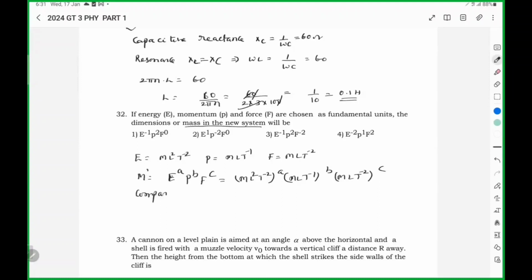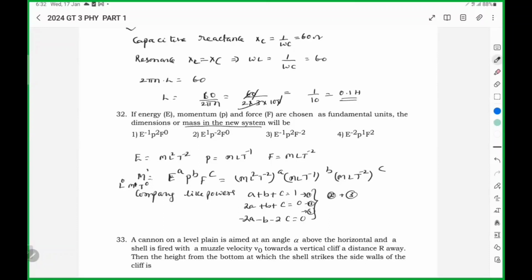Comparing like powers, here it is a plus b plus c, which is 1. So 2a plus b plus c is 0 because length is not there. Time power minus 2a minus b minus 2c. The left hand side is nothing but L power 0, M power 1, T power 0. So say this is the first, second, and third equation.